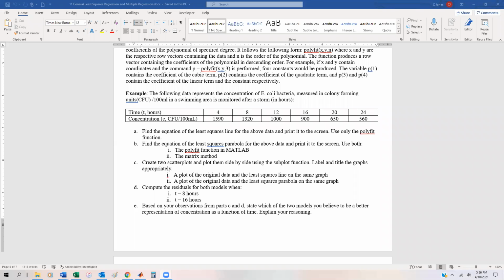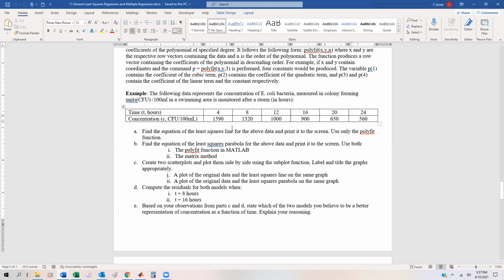Let's take a look at an example that ties everything together with both linear and quadratic regressions, and doing some of them by hand. So we have some data below, and it represents the concentration of E. coli bacteria, measured in colony forming units per 100 milliliters, in a swimming area that's monitored after a storm. Essentially, we're just measuring how much E. coli is in a swimming area after so many hours. So 4 hours, 8 hours, 12 hours, up to 24 hours.